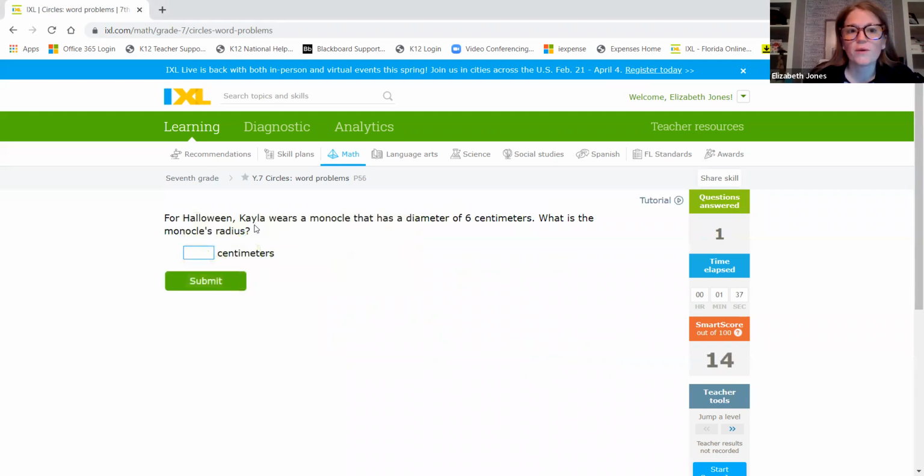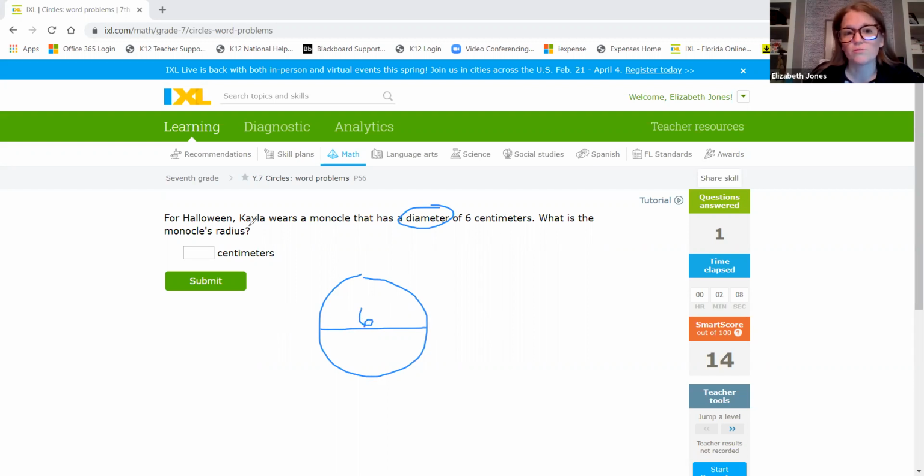Jump to our next problem. For Halloween, Kayla wears a monocle that has a diameter of 6 centimeters. You know, the little eyeglass, that's what that's talking about. It tells you it has the diameter of 6 centimeters. Now, keyword here, you'll notice it says diameter. It doesn't say radius. So if we draw a picture of this, remember the radius is half. The diameter is the entire measurement right here. Okay, so we know that it goes all the way across and it's 6.